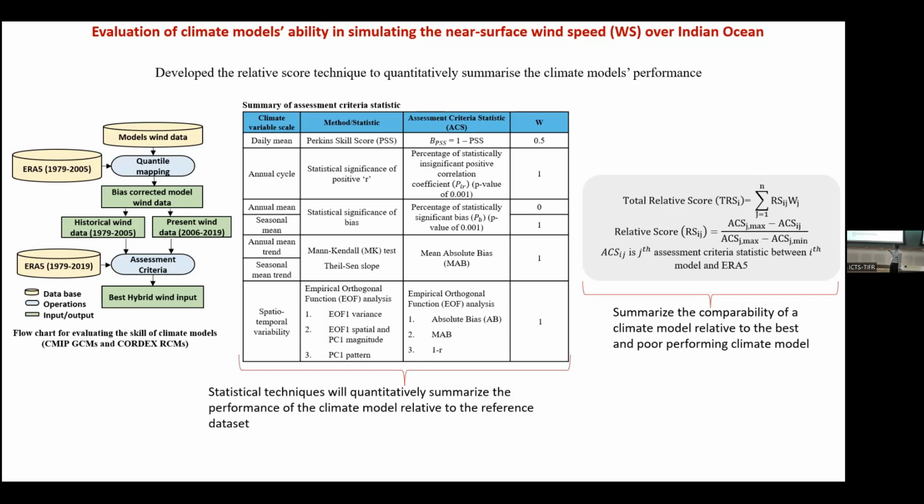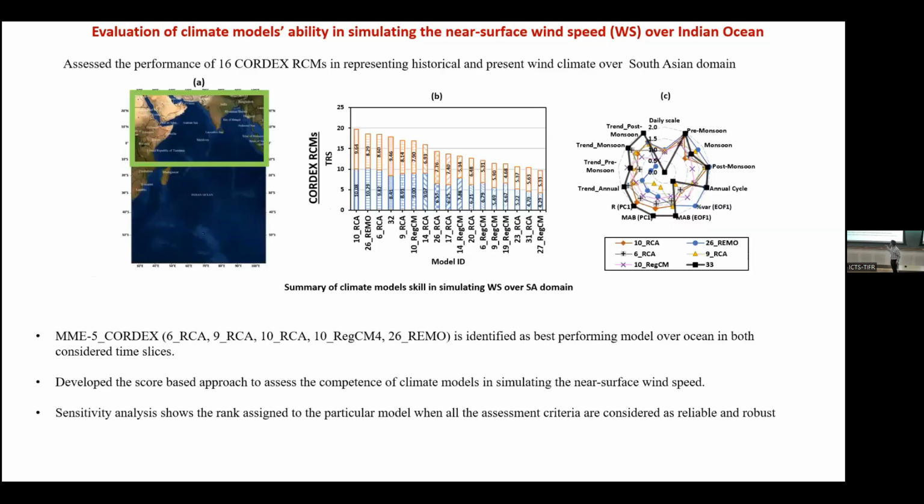It is basically statistical significance of the positive R that we have taken, and then statistical significance of bias. Mann-Kendall test we have done. So different tests we have done for different kind of trends which are suitable. And by taking this, TRS was obtained for each model, and then we compared the models and found which models are performing well.